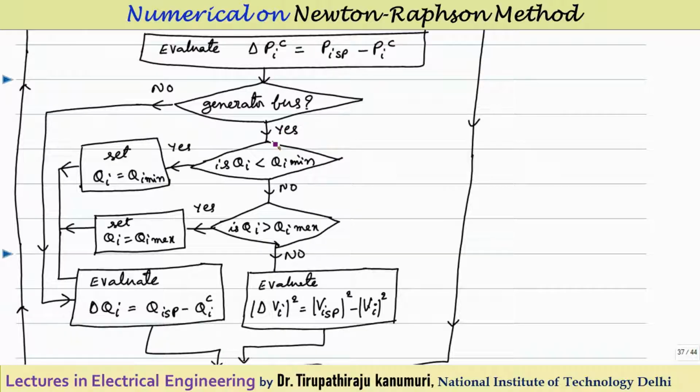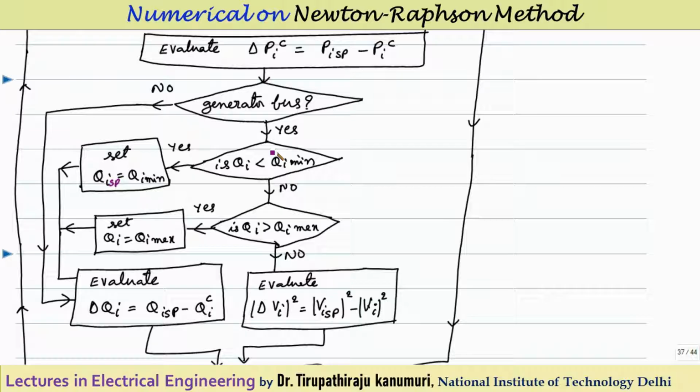For the case of a generator bus, the Q limits will be mentioned, within which the Q should lie. So we verify whether the calculated Q is less than the Q minimum value. That means it is violating the lower limit. Let us assume it is violating the lower limit. In that case we set the Q specified value as Qi minimum. So I am writing QiSP will be equal to Qi minimum.